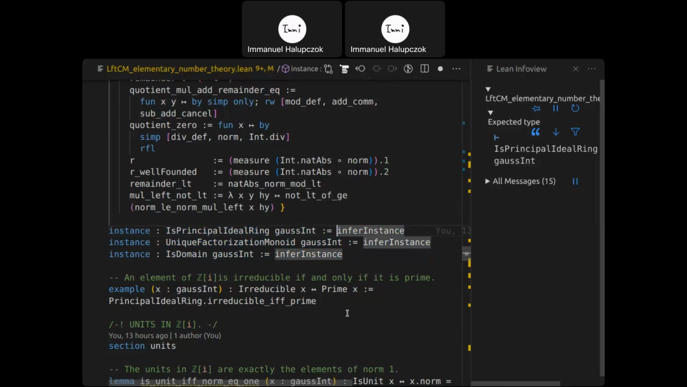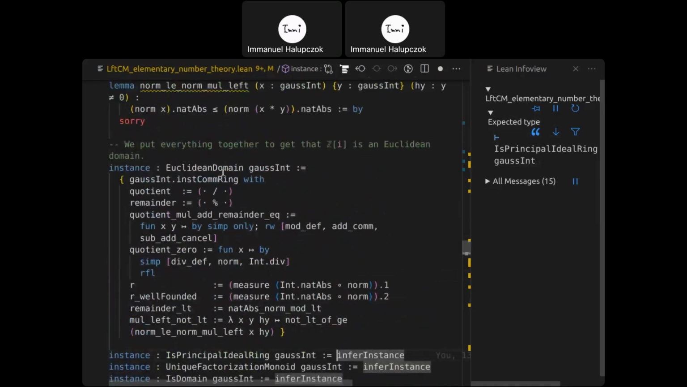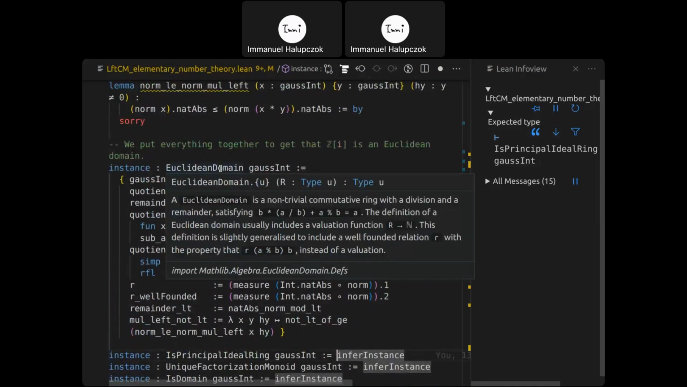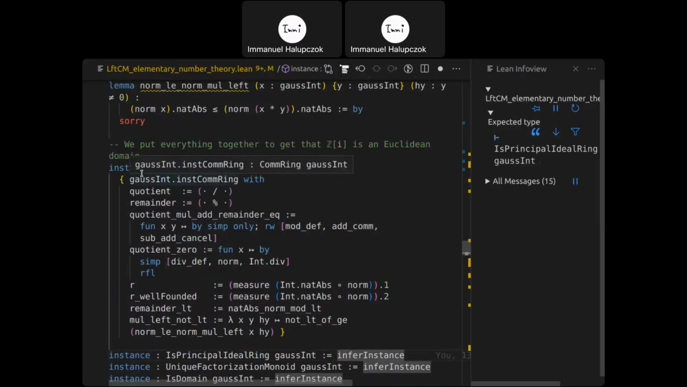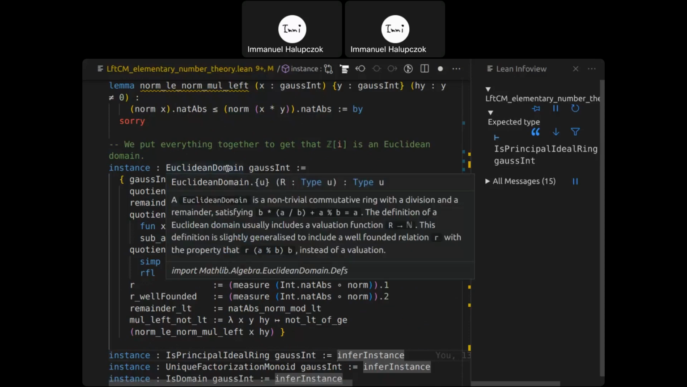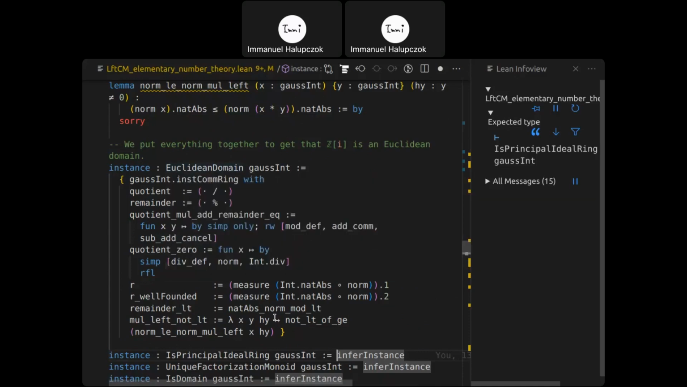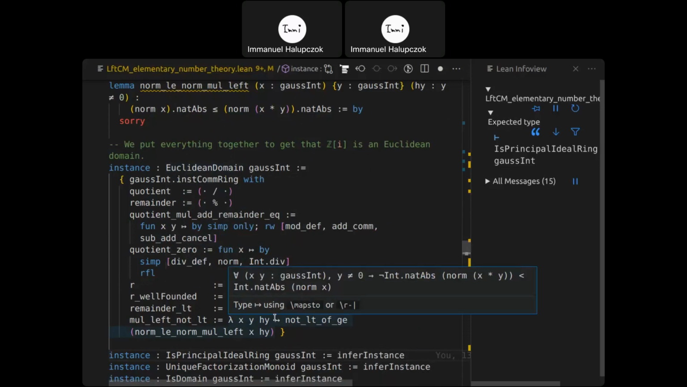But did you define Euclidean domains yourself, or was this something we defined? So the Euclidean domain is something that's defined in Mathlib, right? And here I'm proving that this is an instance of a Euclidean domain. And then because I proved this, Lean can infer all of the other instances. Well, apparently it's in the file Algebra.EuclideanDomain.Defs.